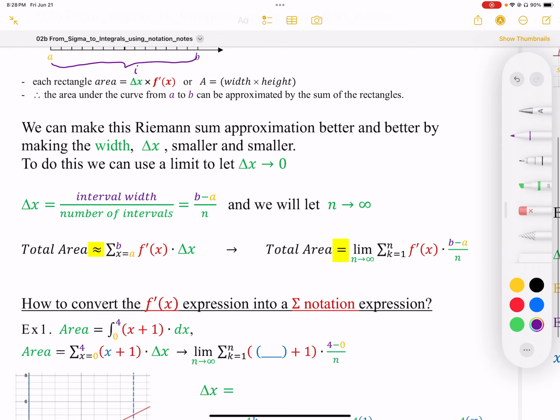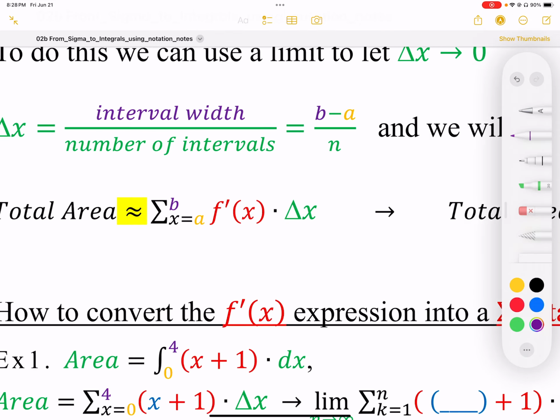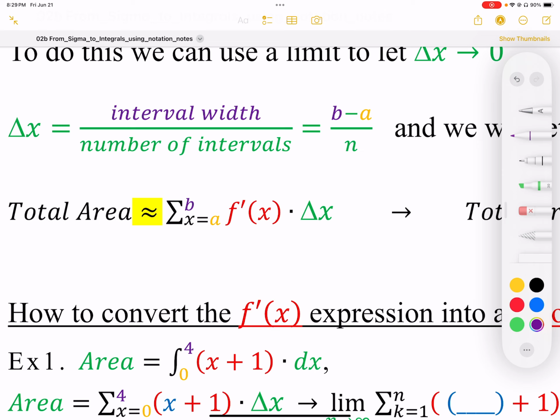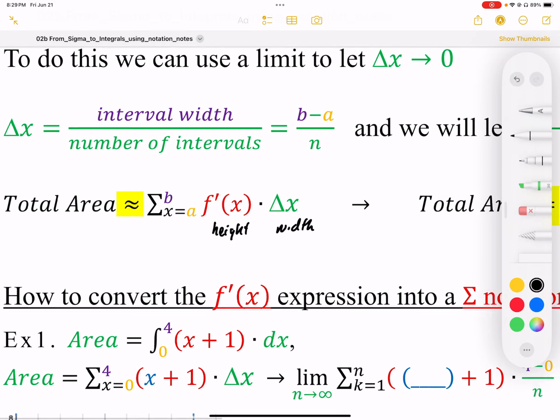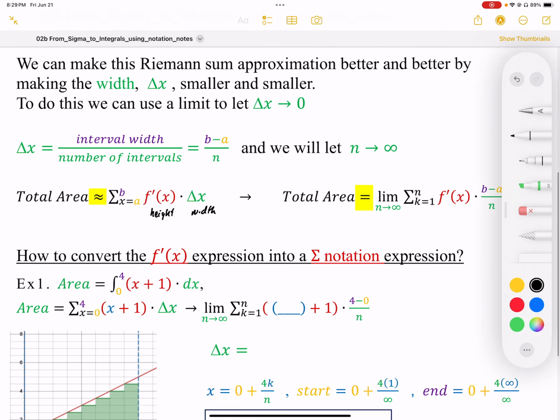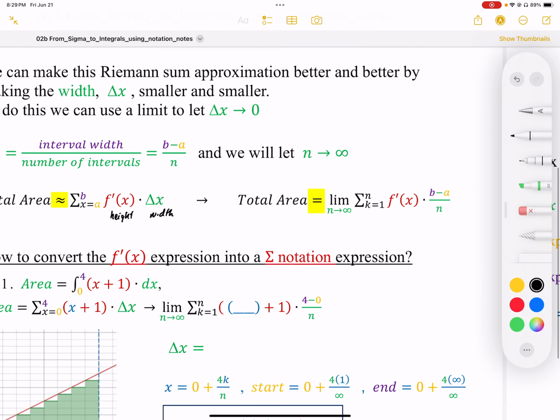So we're starting with this area approximation. The total area is this f prime times delta x, or in other words, this is our height, f prime, times the width, which is our delta x. And we're going to let the delta x go to 0 by establishing an expression for delta x in terms of n, and then we're going to let the n go to infinity, so that delta x expression will tend to 0.